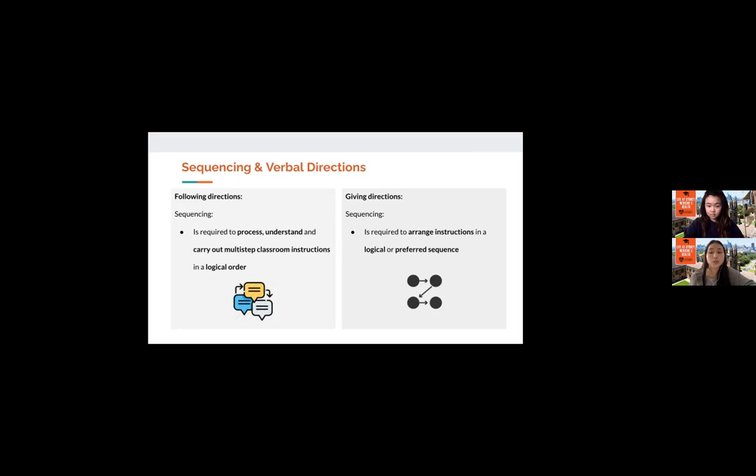Sequencing skills are also important for giving verbal directions, not just following them. Students will need to arrange their own instructions in a logical or preferred sequence.